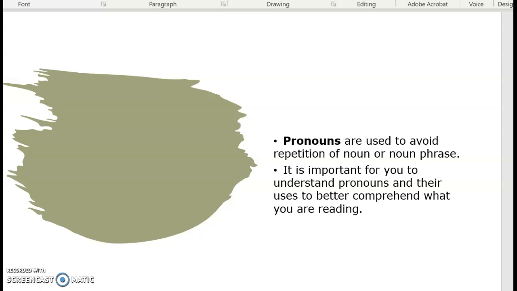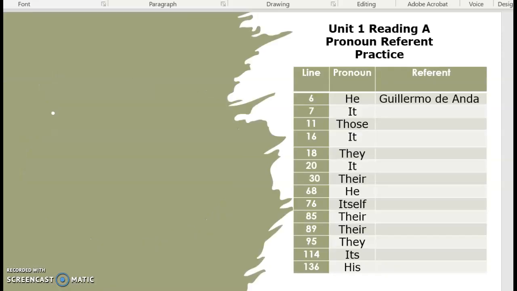First, I'm going to go to the chart that you will be using so you can understand what you have to do. For this exercise, you will be working with Unit 1, Reading A. You are to reread Unit 1, Reading A, The Secrets of the Maya. Find the designated word or words, underline them or highlight them in the text. Look for what the pronoun refers to. Write it in the space provided in the chart.